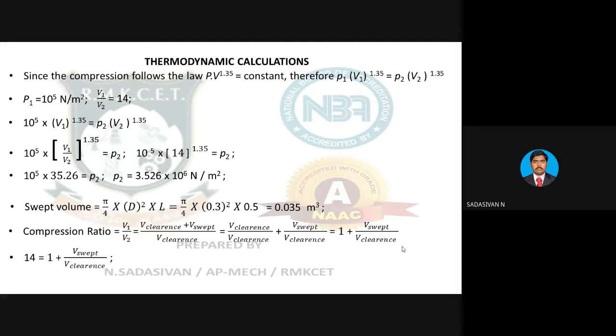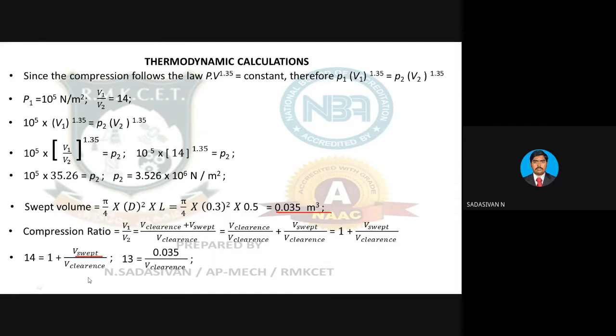I know the value of the compression ratio, 14. 14 equals 1 plus swept volume by clearance volume. Now I know the value of the swept volume also. I have calculated it already. So from this I can calculate my clearance volume. That is the basic idea. So what is the value of your swept volume? 5.35. Put it here and solve for clearance volume.